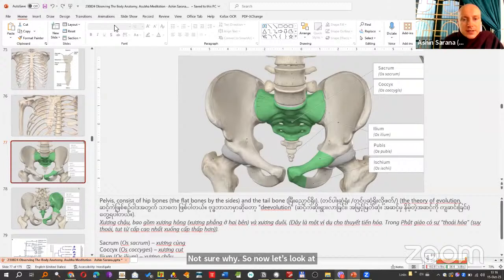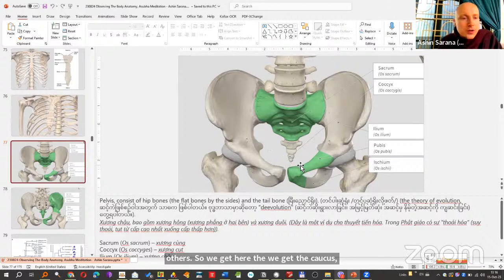So now let's look at the pelvis. I have colored some parts of the pelvis and some not, so that you can easily distinguish them from one another. There's no other reason why I colored some and not the others. So we get here the sacrum, the coccyx, ilium, pubis, and ischium. And the main point that I want to talk about here is the coccyx.